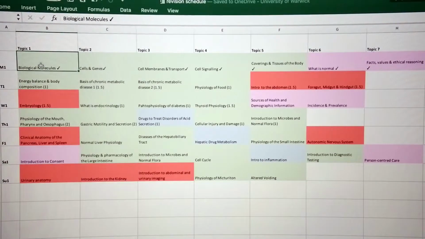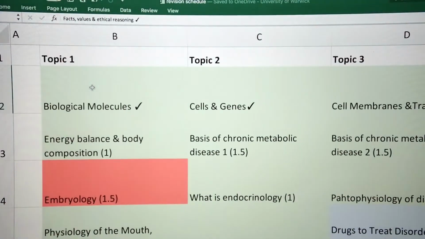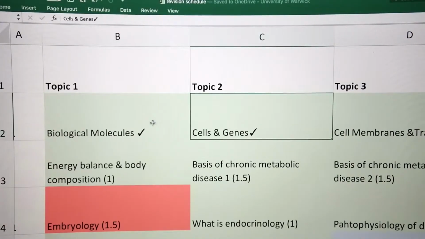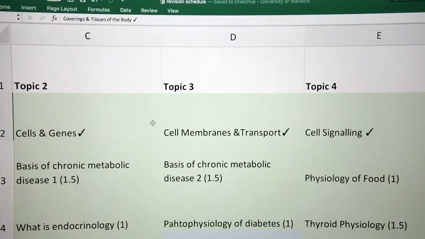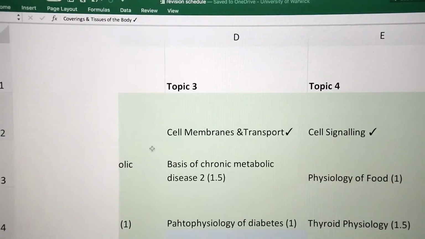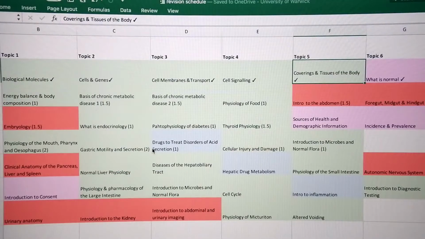This first day, today, is Monday, and as you can see from my first day of revision, I've given myself 7 lectures to do. If I zoom in, you will see that the tick marks show what I have done today. Biological molecules, cells and genes, cell membranes and transport, cell signalling, coverings and tissues of the body. Those were the core lectures that I have covered today. And those were covered in Learning Medicine Week, the very first week at medical school, and they cover the very basics of what we need to know.